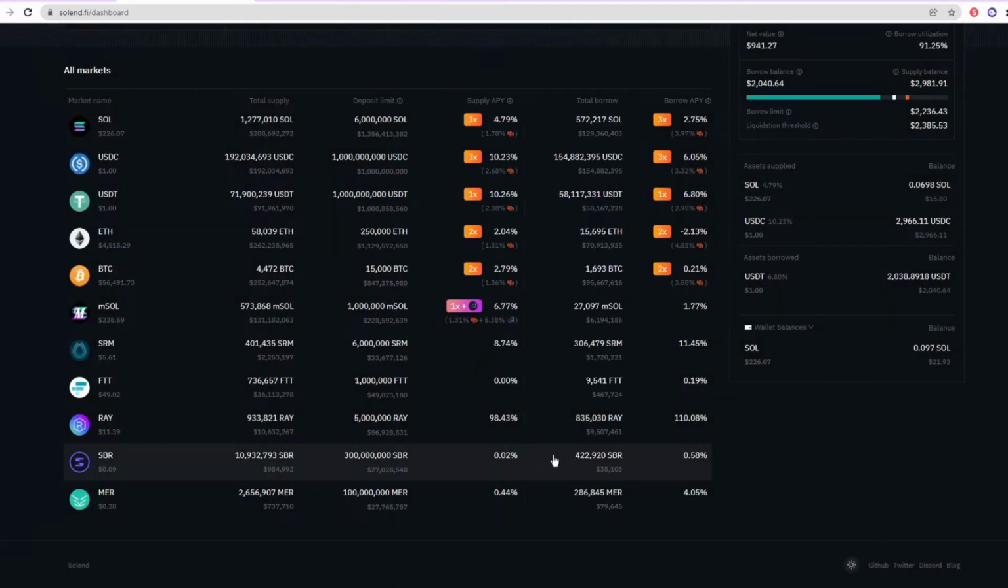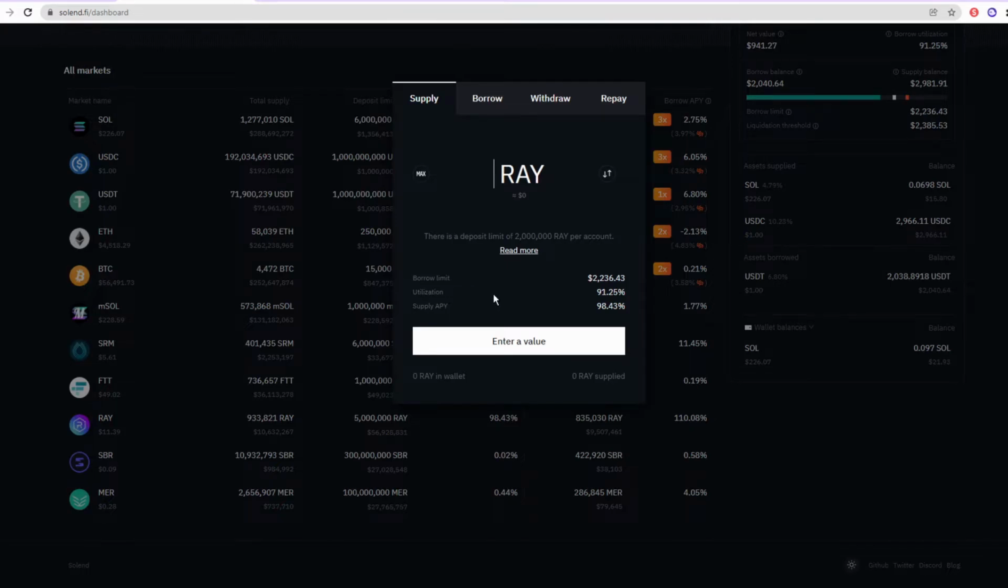It is not permanent. That's why sometimes you see I can borrow Radium at 110%, because there's an event that requires staking of Radium, so the interest goes up. So if you are borrowing, take note of this, you're going to be paying a relatively high interest.